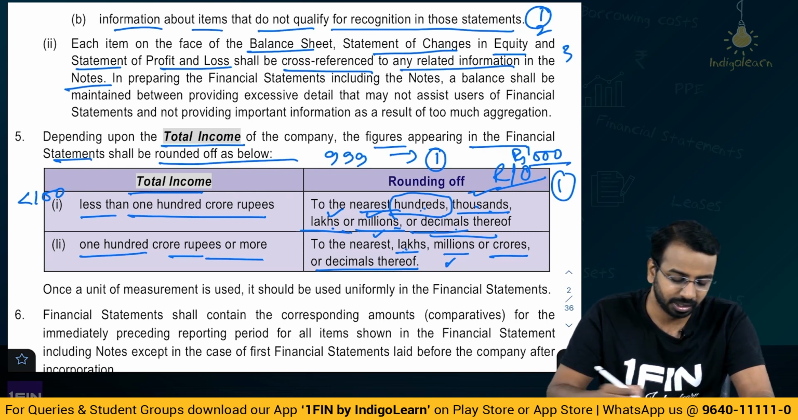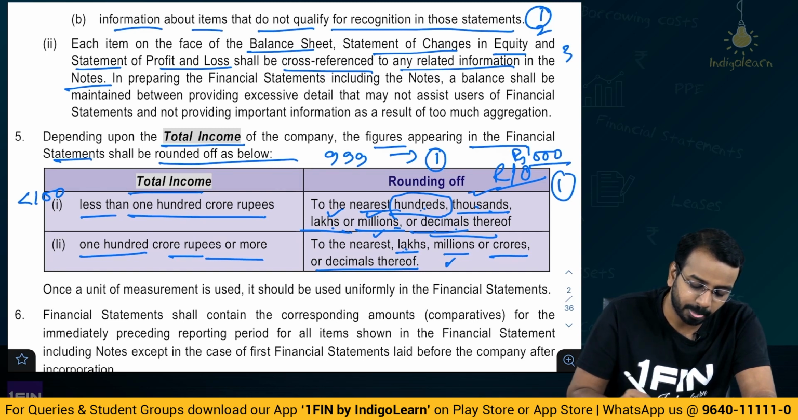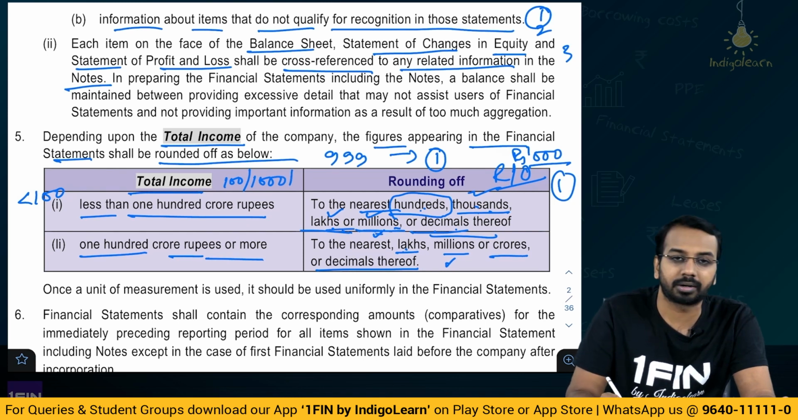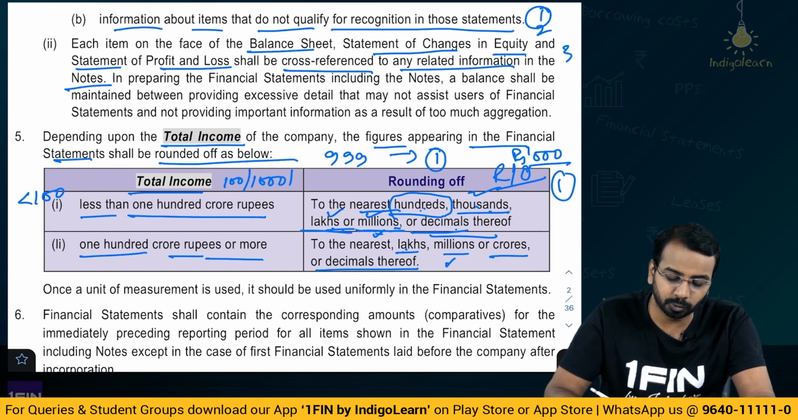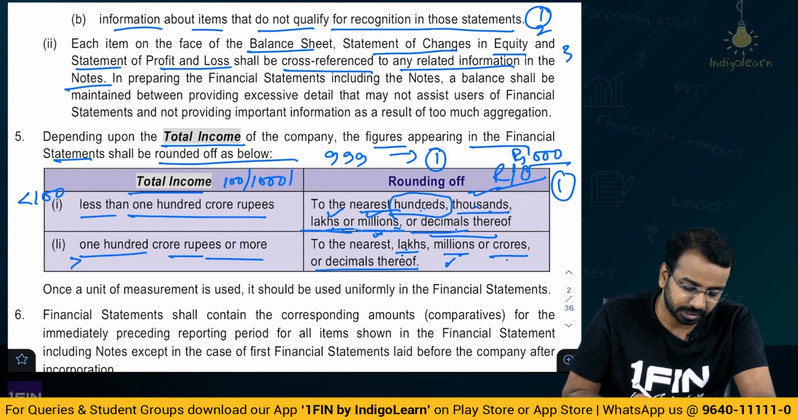Dollar in million is more intuitive, rupee in million is not intuitive, but some companies do present, and we have to be with that. So if it is less than 100 crore, then you can round it off to hundreds or thousands or lakhs or millions or decimals thereof, and if it is 100 crore or more, you will have to round it off to the nearest lakhs, millions and crores. So this is the second part, is greater than or equal to 100.